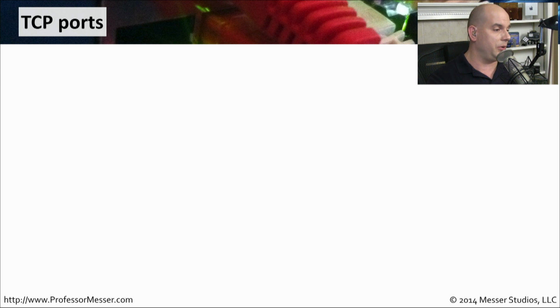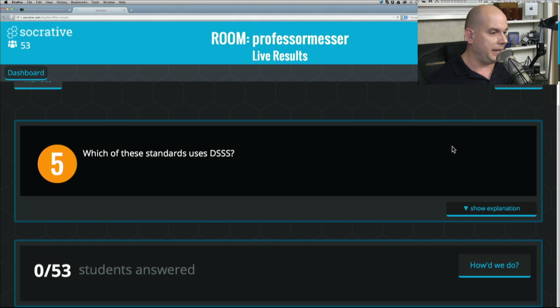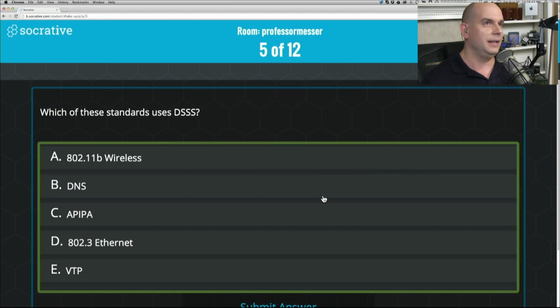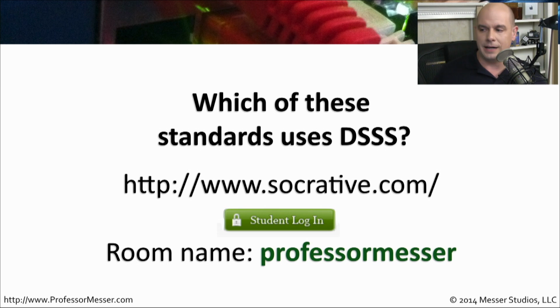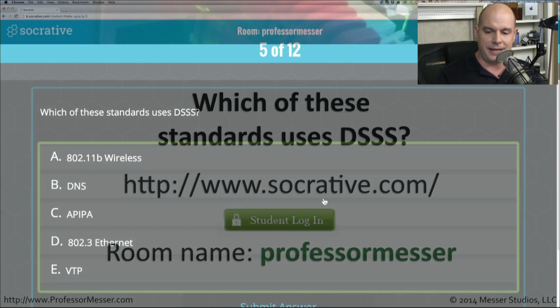And the next question I have for you is, which of these standards uses DSSS? And you've got some options here for these different standards. Again, you have to know what DSSS is and what I'm talking about to be able to do this. The first option, 802.11b wireless. Option B is DNS. Option C is APIPA. Option D is 802.3 Ethernet, and option E, VTP. Each one of those things are on the Network Plus exam. Again, if you'd like to answer this question, you could go to Socrative.com and go to room name Professor Messer to say which of these standards uses DSSS.